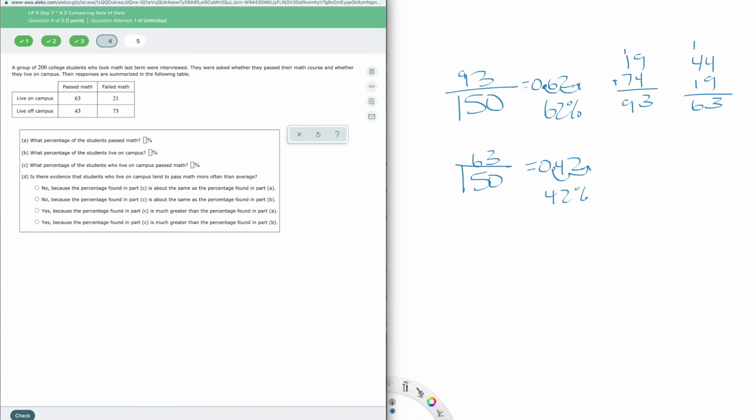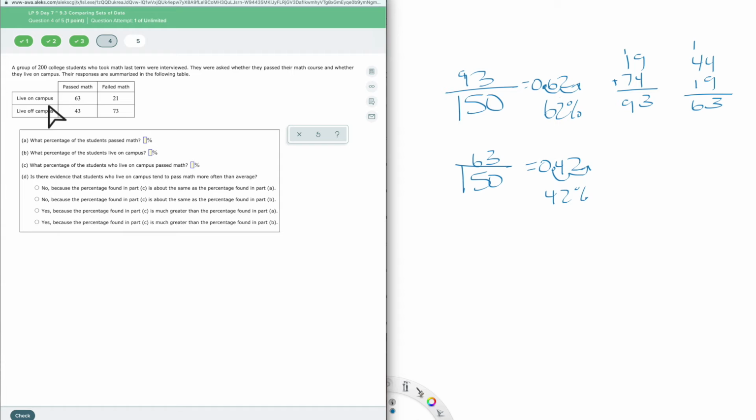All right, so a group of 200 college students who took math last term were interviewed. They were asked whether they passed their math course and whether they lived on campus. Their responses are summarized as follows. So we have passed or failed. That's our first category. Did they pass math? The second category was, did they live on campus? Live on campus, live off campus.